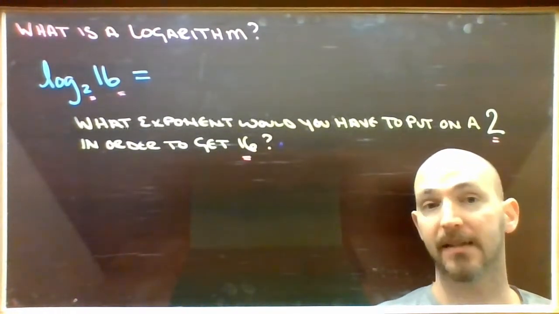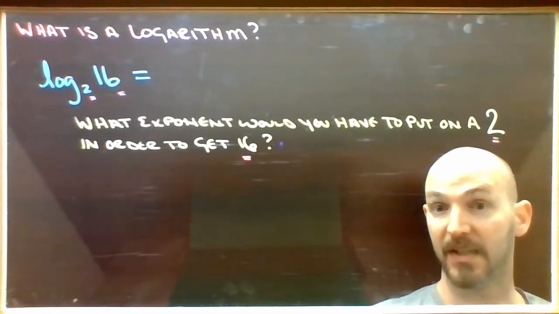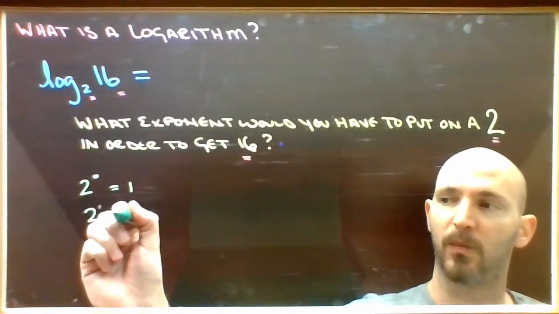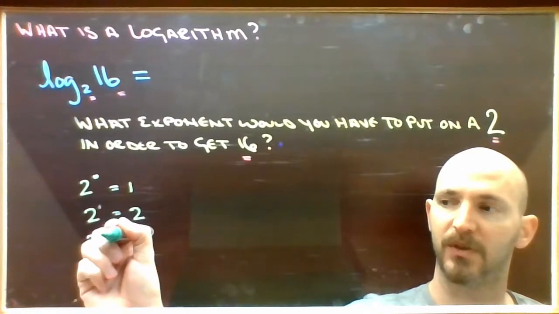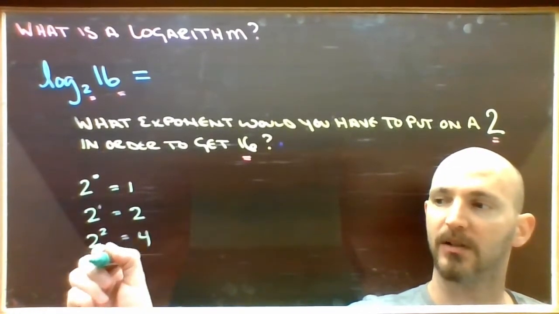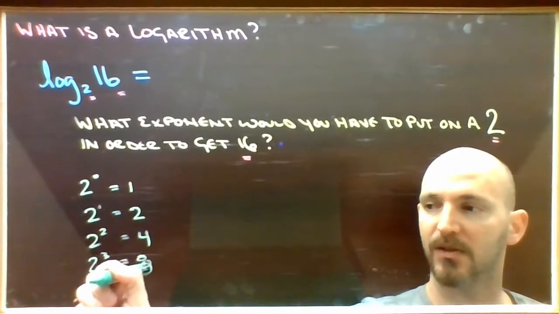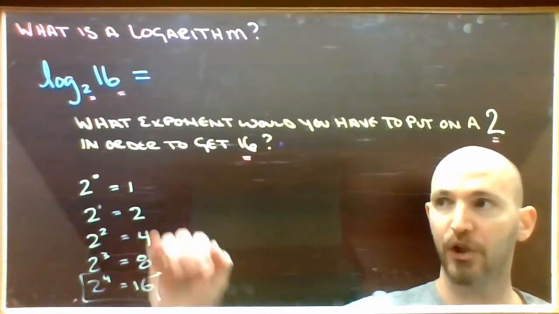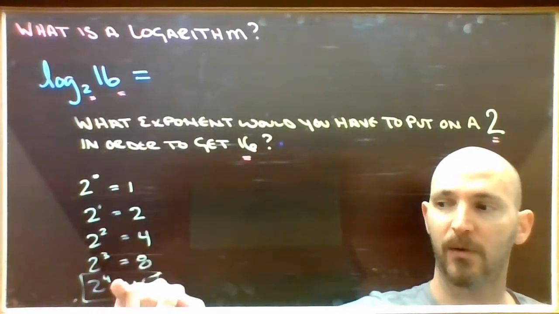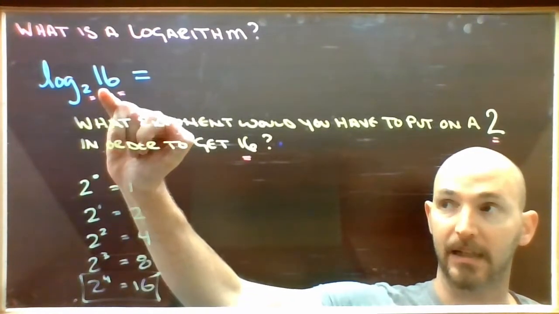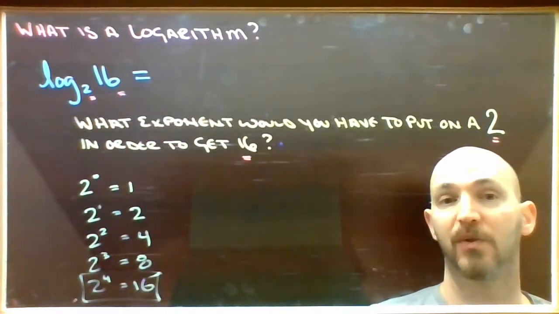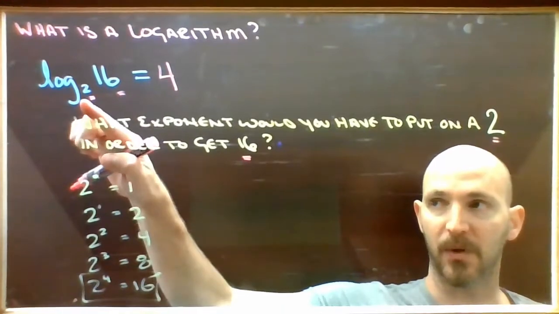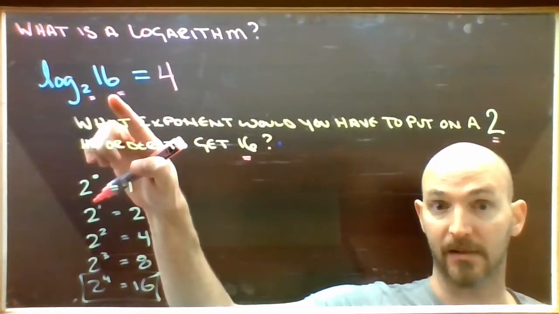So you go through the list of powers of 2 to see if you could find one. 2 to the exponent 0 is 1. 2 to the exponent 1 is 2. 2 to the exponent 2 is 4. 2 to the exponent 3 is 8. 2 to the exponent 4 is 16. There it is. You would have to raise a 2 to the power 4 in order to get 16. So the value of log base 2 of 16 is 4. This number to that exponent equals this.